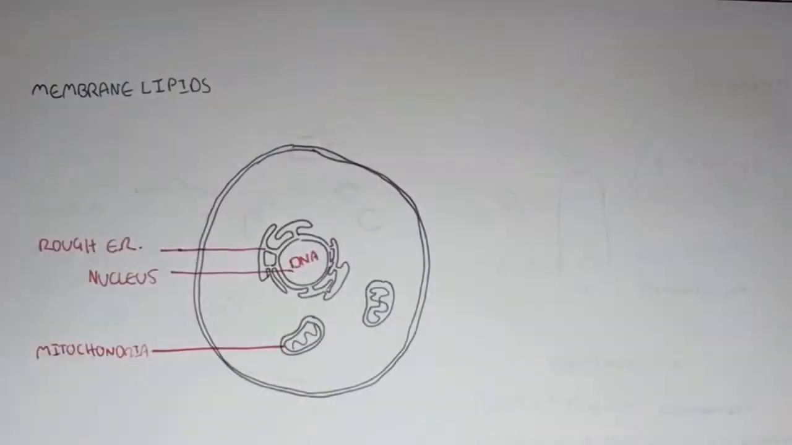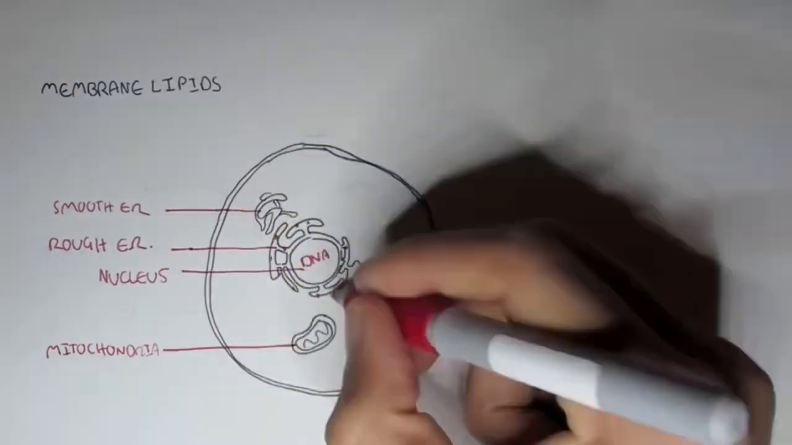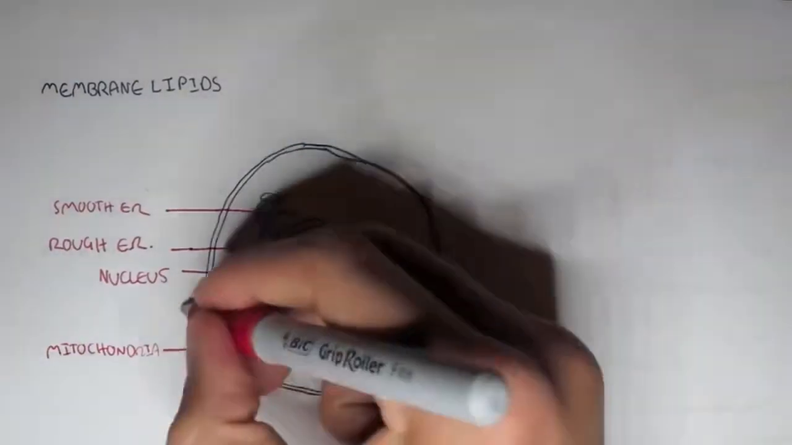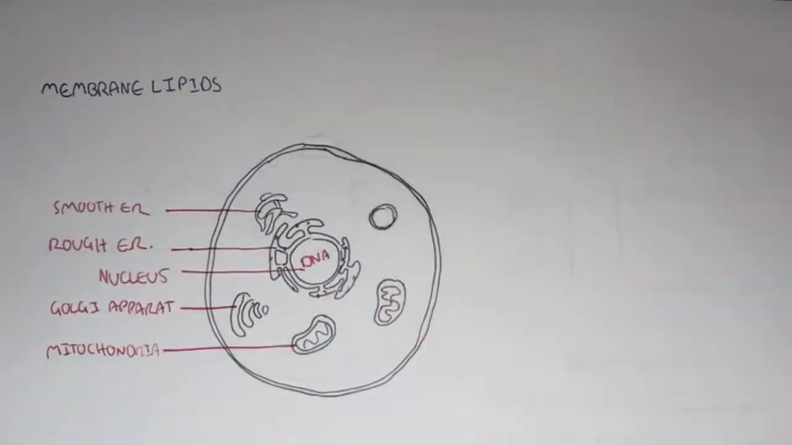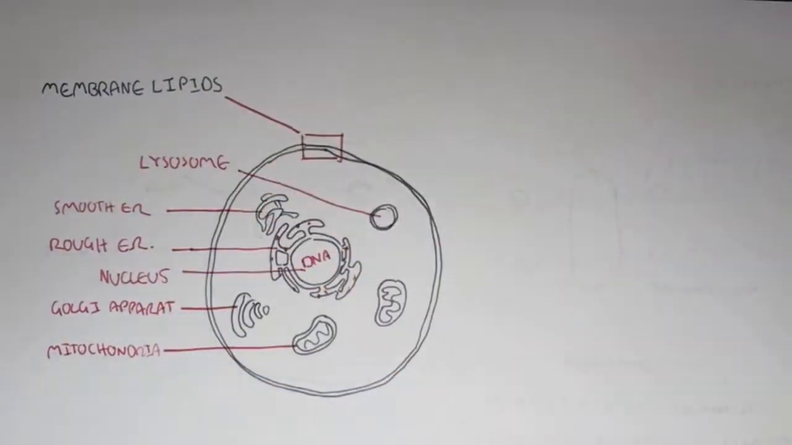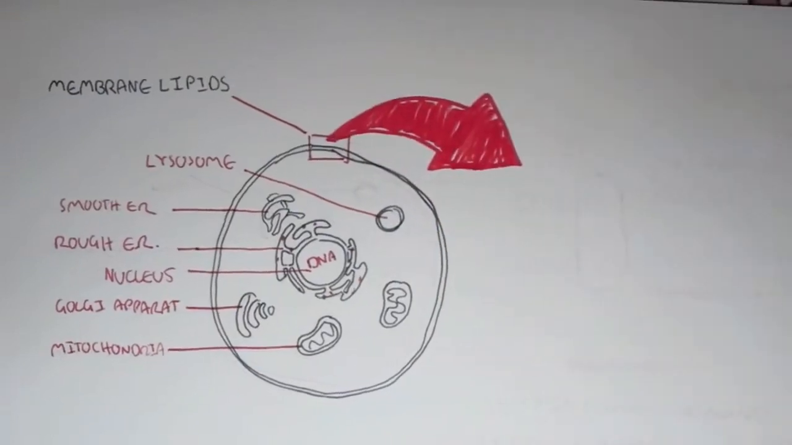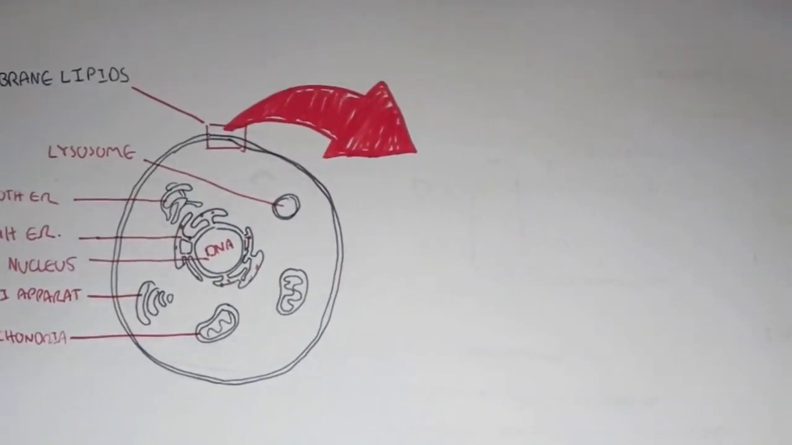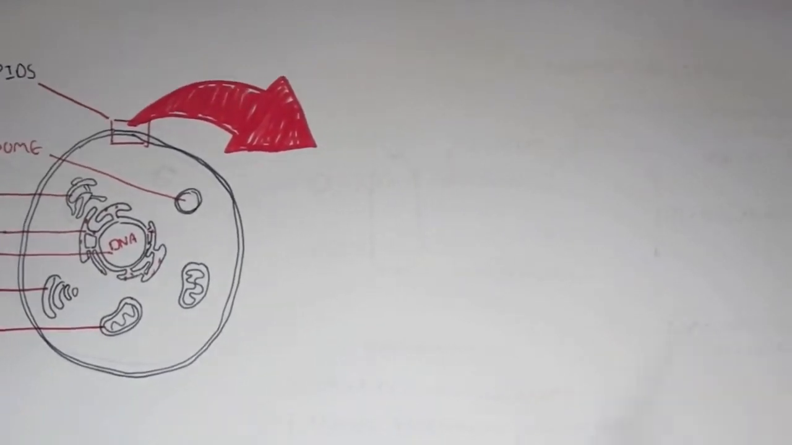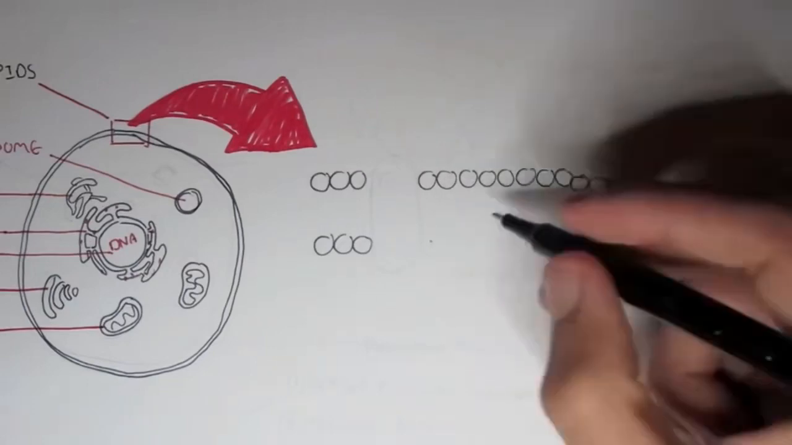We have mitochondria, the smooth endoplasmic reticulum with the ribosomes. We have the Golgi apparatus, lysosome, and we are concentrating on this part, which are the membrane lipids. So if we zoom into the structure here, a typical lipid membrane, cell membrane, what role does it have in the cell?